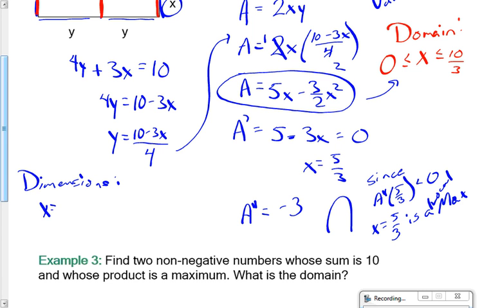are x equals 5/3 and y equals, I got to put 5/3 in there, (10 minus 3 times 5/3) all over 4. That's 5/4, and these are in meters. There's our dimensions. And if it asked for the maximum area, you could do the maximum area there as well. Questions on that?